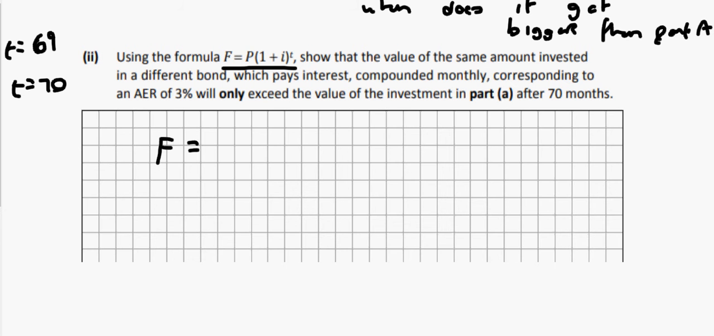Now, this question basically says, how many months would it take to overtake your answer in part A? What was the answer in part A? 29,000 and something, wasn't it? Was that the answer from part A? Now, here's what we're going to do. We're going to do 69 months and we're going to do 70 months. And what we're hoping is that 69 months is below this number and 70 months is above this number.